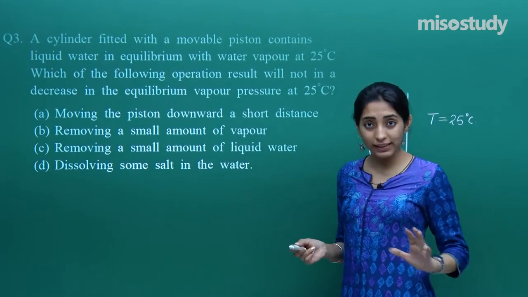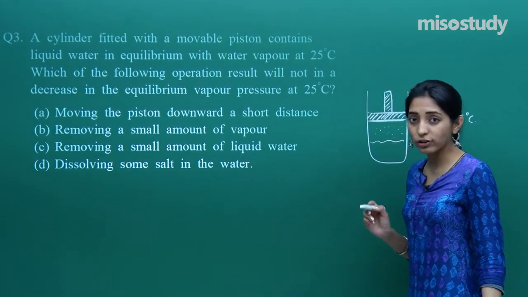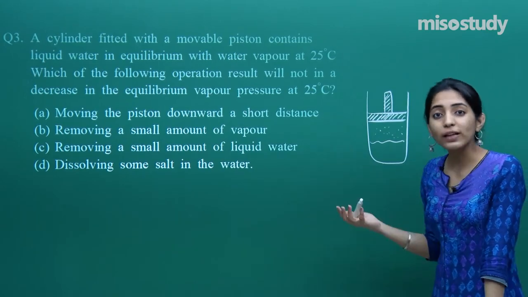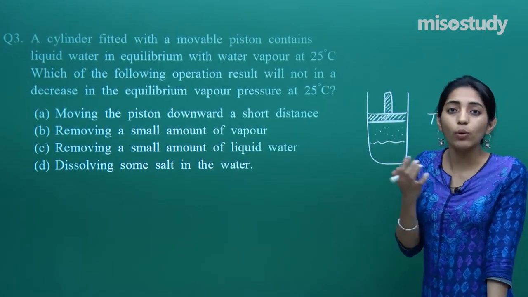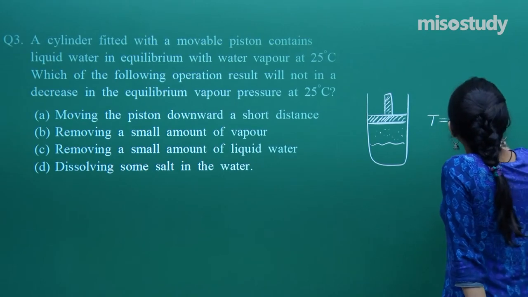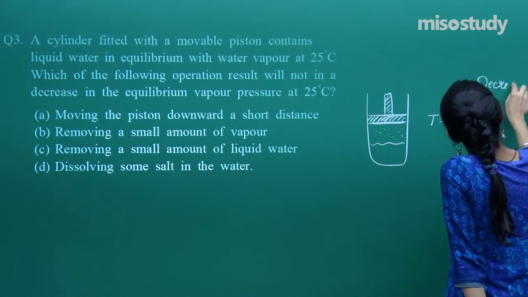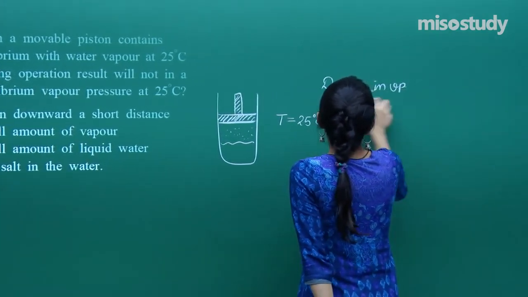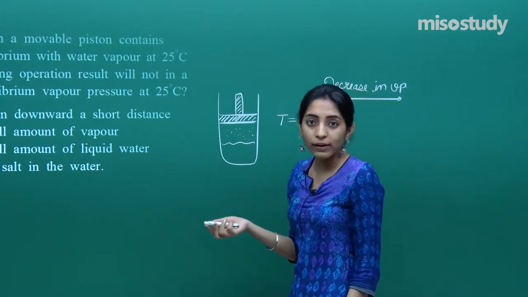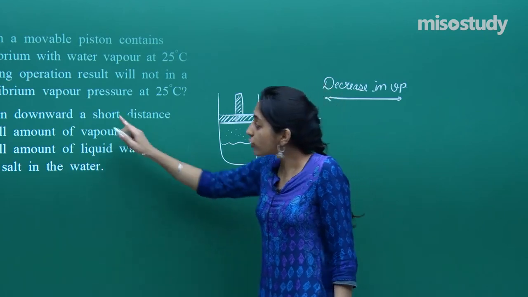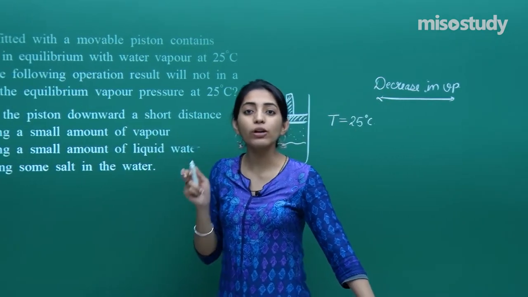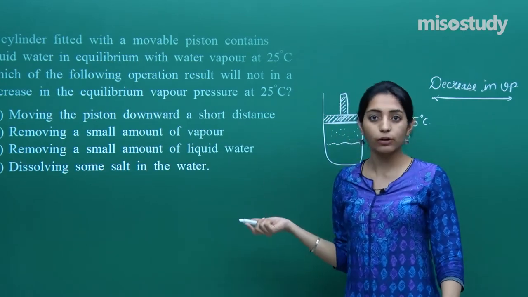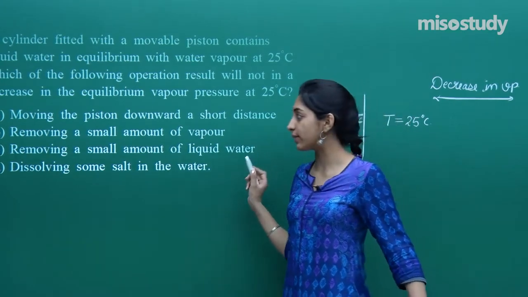So listen to the question. I am saying that what should I be doing so that there should be a decrease in vapor pressure. So we want a decrease in vapor pressure. But the question is a little different. The question says which of the following will not bring about a decrease in vapor pressure. So let's do it both ways and find out the answer.